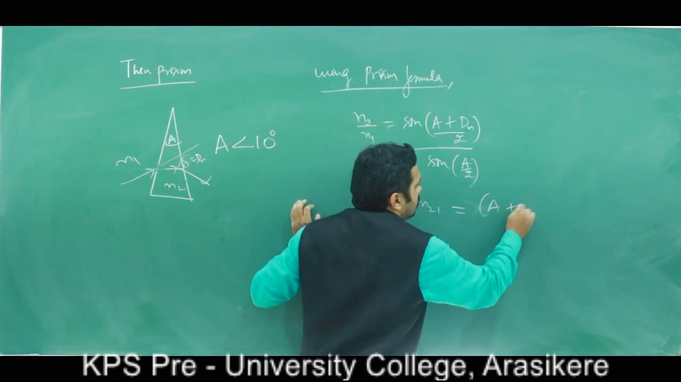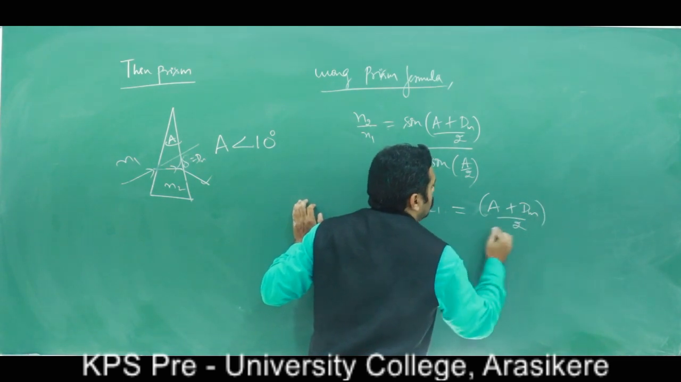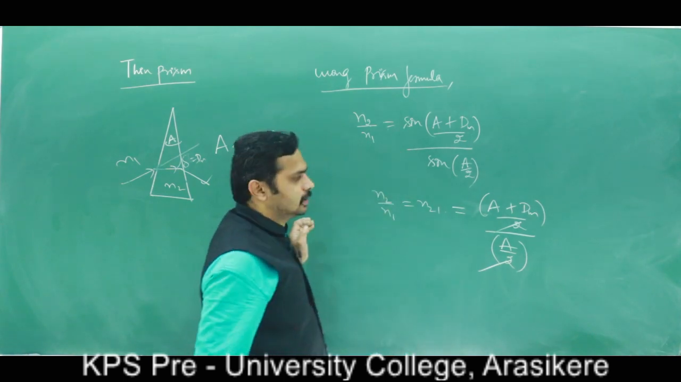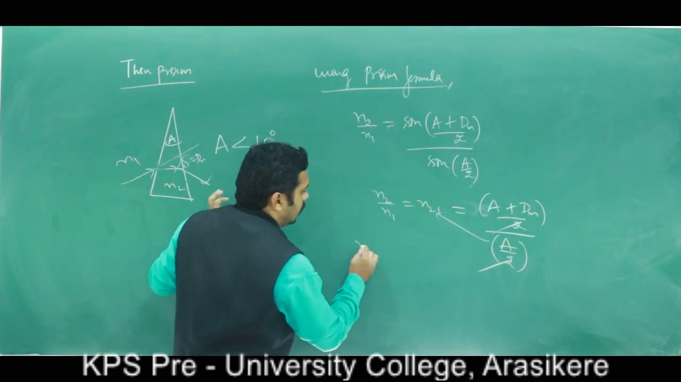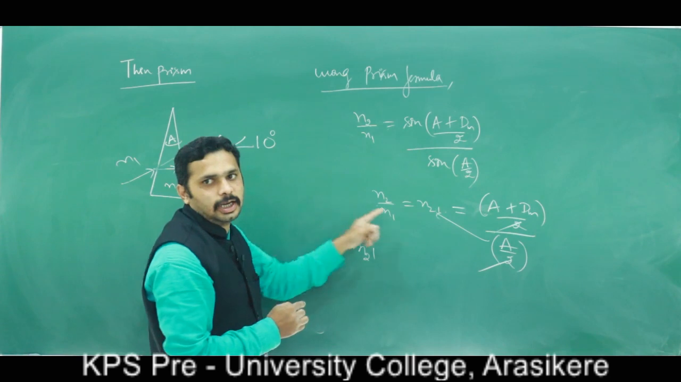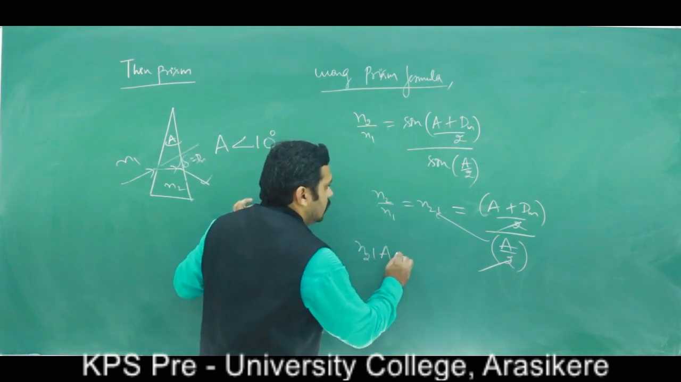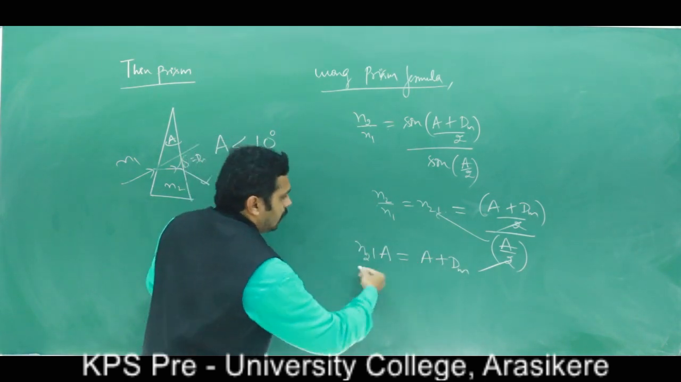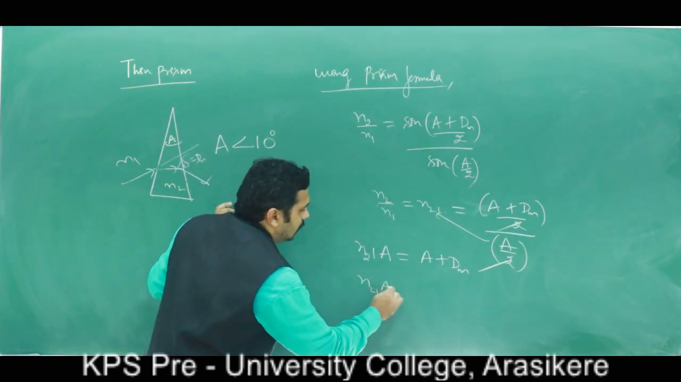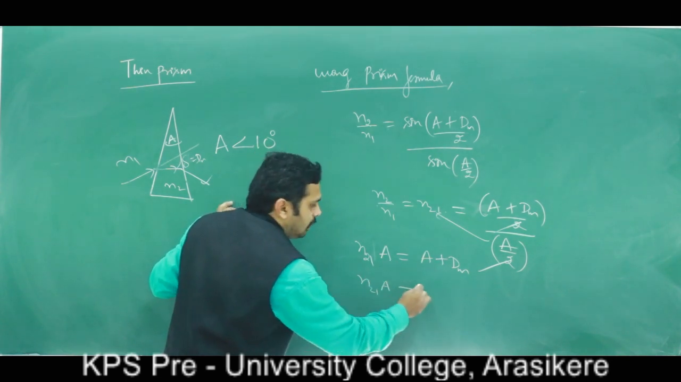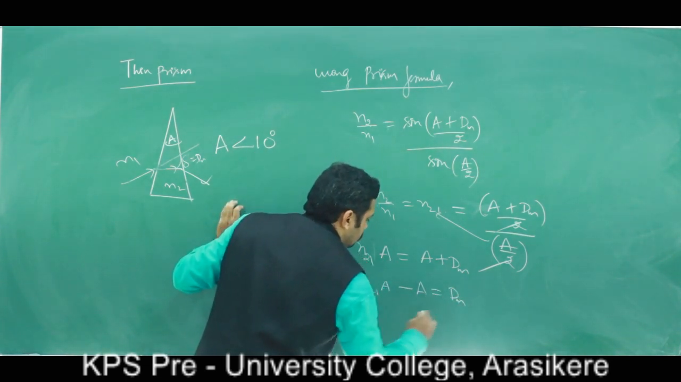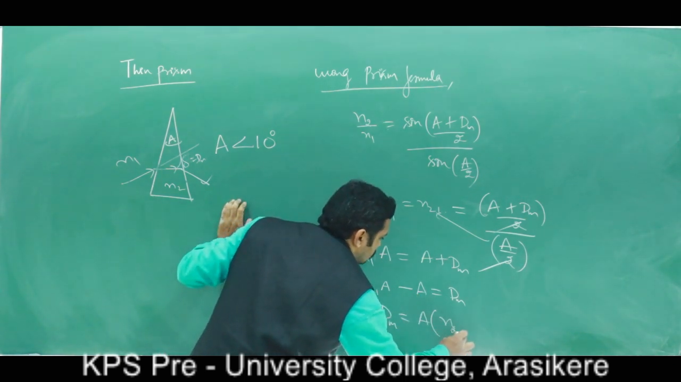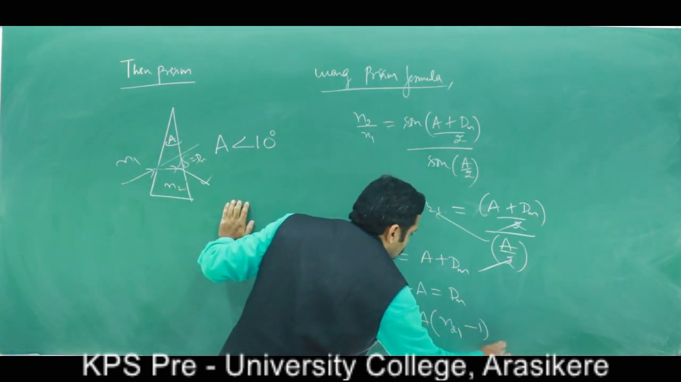(A plus Dm) by 2 by A by 2. This 2 gets cancelled. Now n2 by n1 means n21. So n21 into A is equal to A plus Dm. Take A to the left-hand side: n21 into A minus A is equal to Dm. Now Dm is equal to, taking A outside, A of (n21 minus 1).